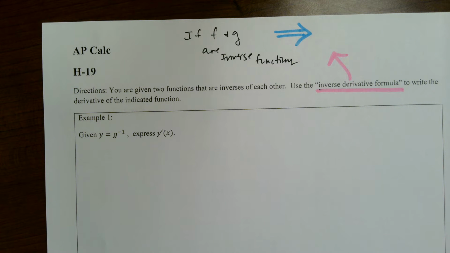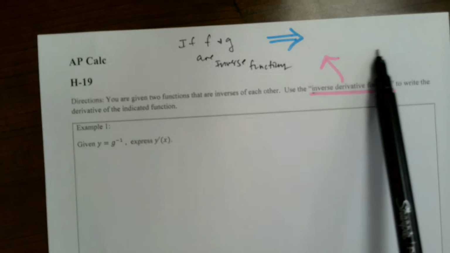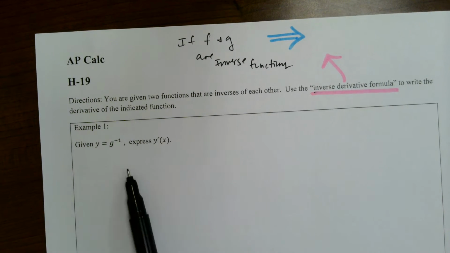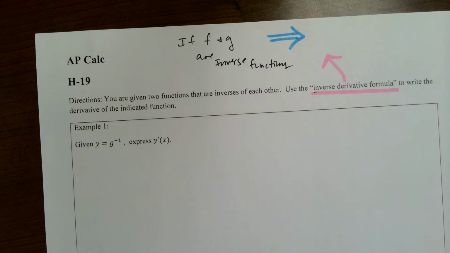Okay, so here's H-19. You are given two functions that are inverses of each other. Use the inverse derivative formula to write the derivative of the indicated function. I'm going to say what the inverse derivative formula is in a minute. First, we're going to do it without using the formula, and then I'll show you with the formula. The only thing about the formula is that you have to memorize it, which probably won't be that hard.